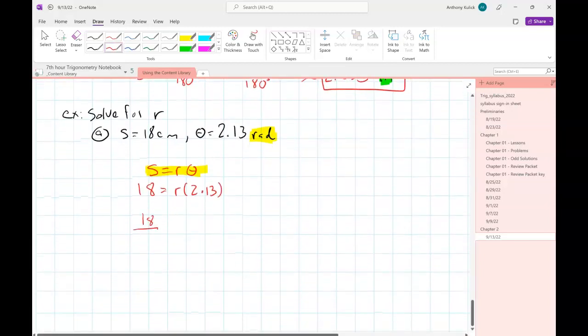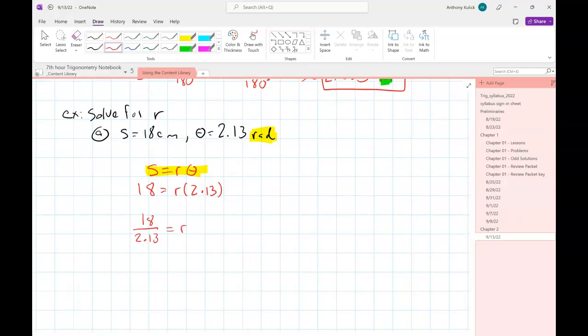So if I divide both sides by 2.13, I get that r is equal to 18 over 2.13. And when I type that into my calculator, I get about 8.45. And what unit should I put on this? Centimeters. Again, that's a radius, so it should have a length unit attached to it. The length unit in this problem was centimeters, so it should be in centimeters.